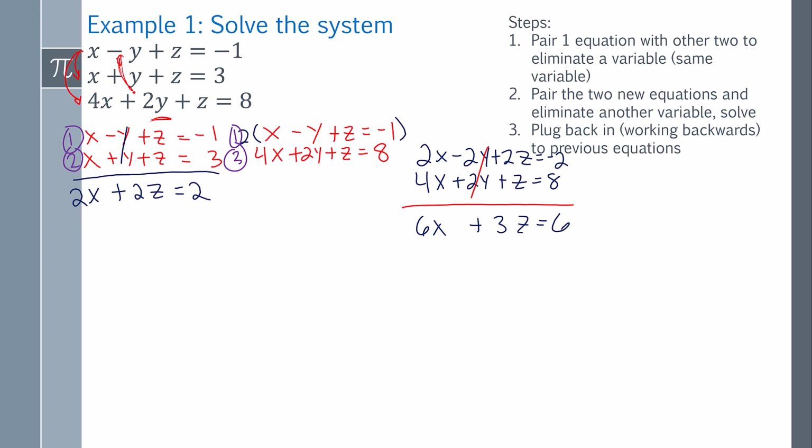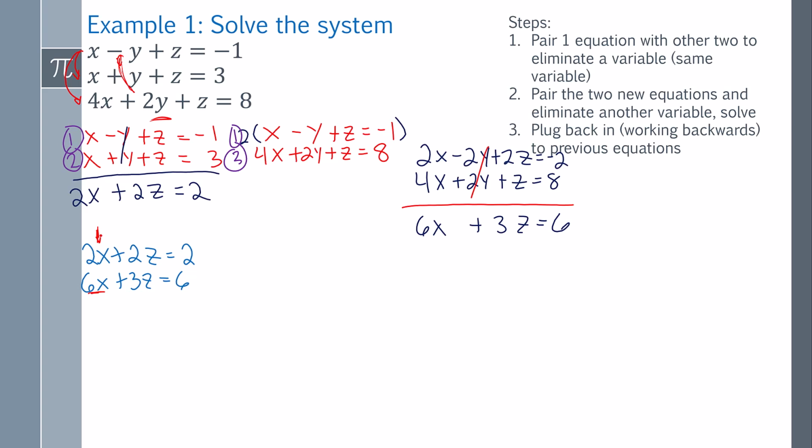Now we pair these remaining two equations with each other, and we want to eliminate another variable. So there's the 2x plus 2z equals 2, and the 6x plus 3z equals 6. And now I get to decide what variable I want to eliminate. Well, it looks like with the x's, I could easily make that a negative 6. So maybe that should be my route.